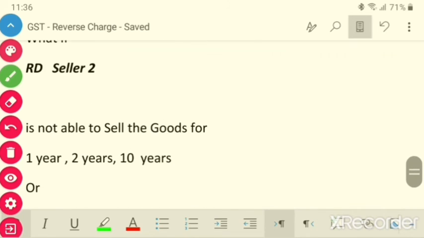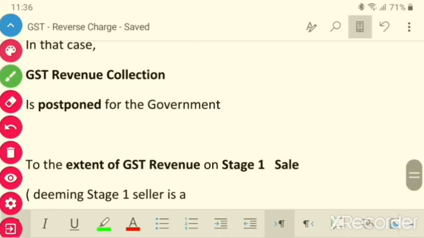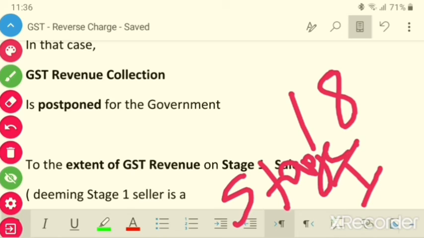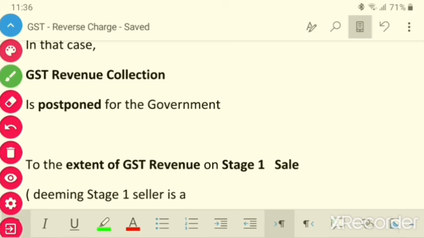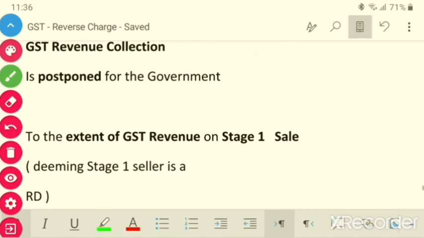In our example, seller 2 is not able to sell the goods for 1 year, 2 years, 10 years, or sells the goods after 10 years. Then in that case, no doubt revenue of 45 will come to the government, but to the extent of 18 rupees, that is on the first stage, stage 1 sale, it is postponed to the government until the second seller sells the goods.